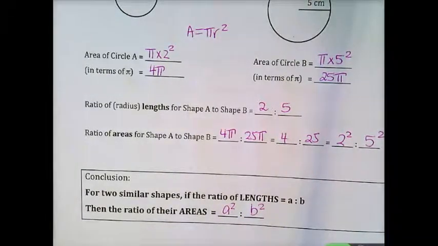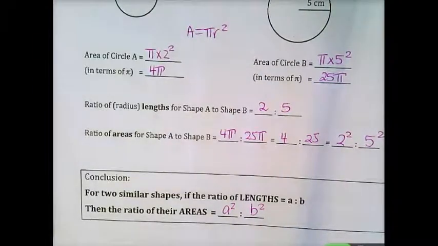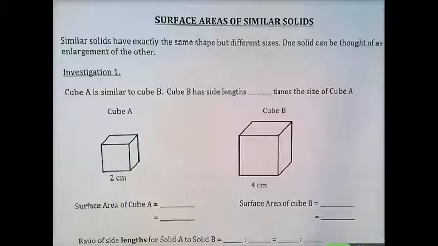Now, we're just going to quickly do surface area of similar solids. Surface area is just area, but it's the area of all the faces added together. So, you know how the ratio of the areas was A squared to B squared? It should be the same for this as well, because surface area is just area, okay?